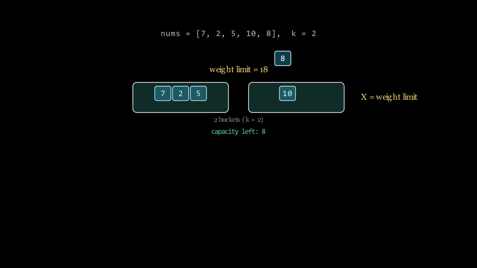Second bucket, capacity 18. Put 10 in, capacity left 8. Put 8 in, capacity 8 minus 8 is 0. All weights fit in 2 buckets. This example says the minimum weight limit we need is 18, one bucket has 14, the other 18. So the heaviest is 18.